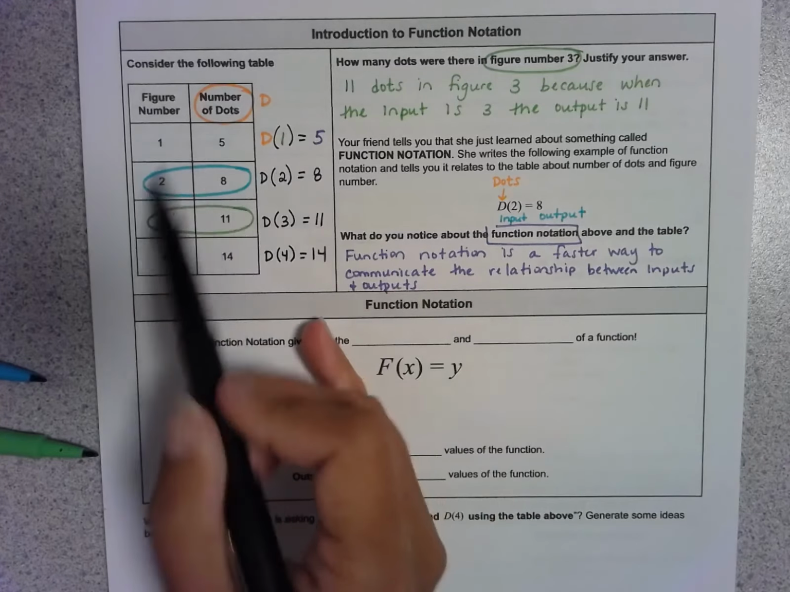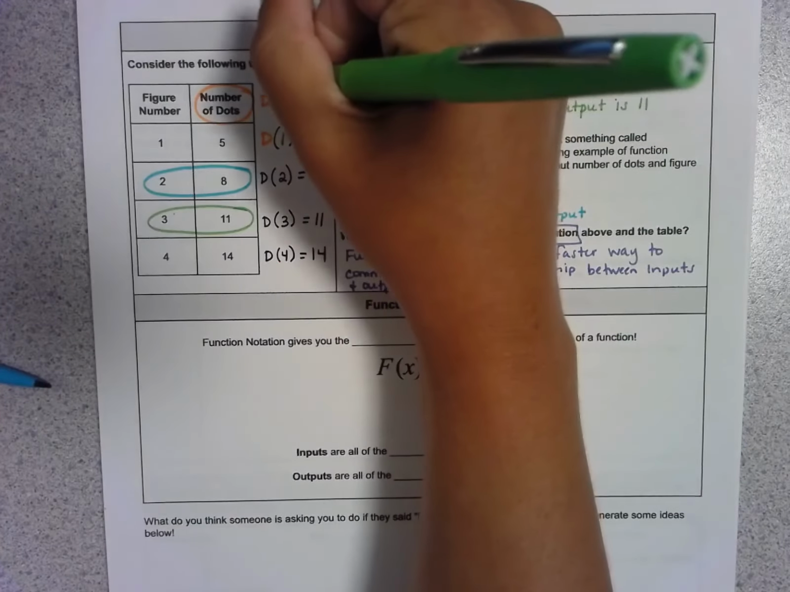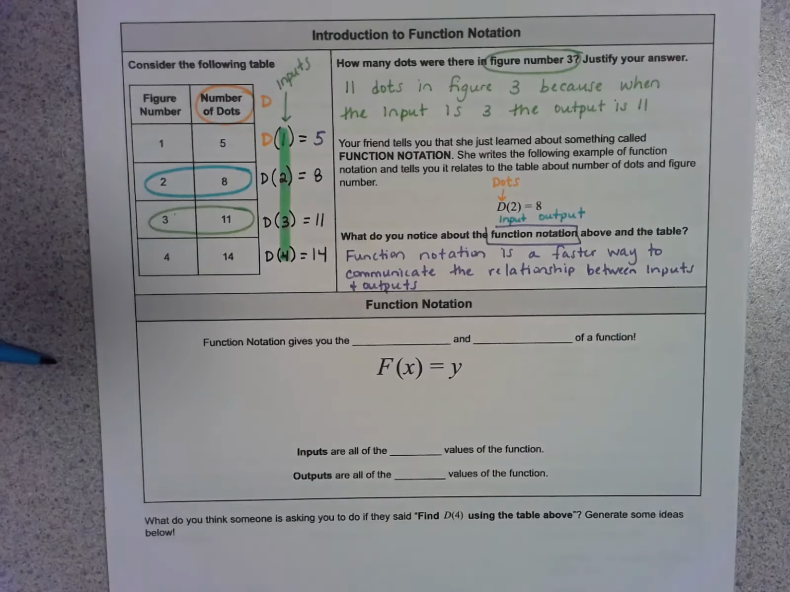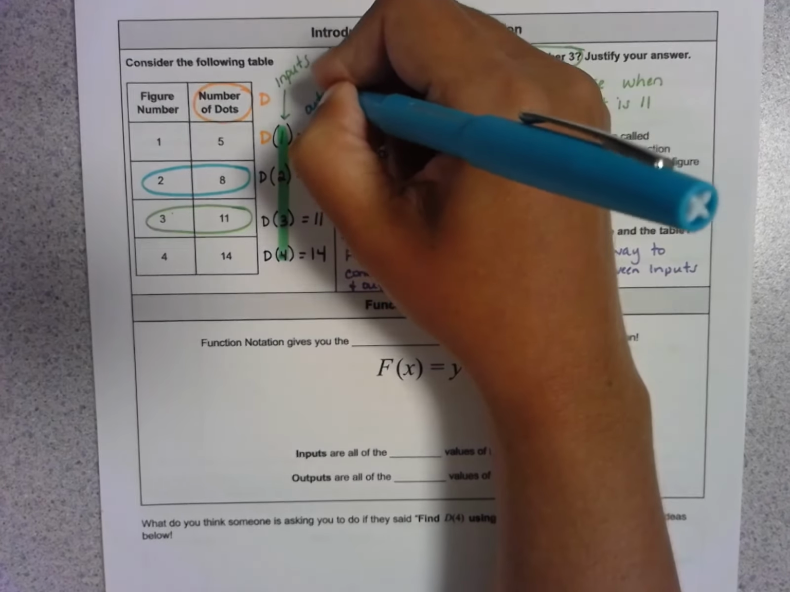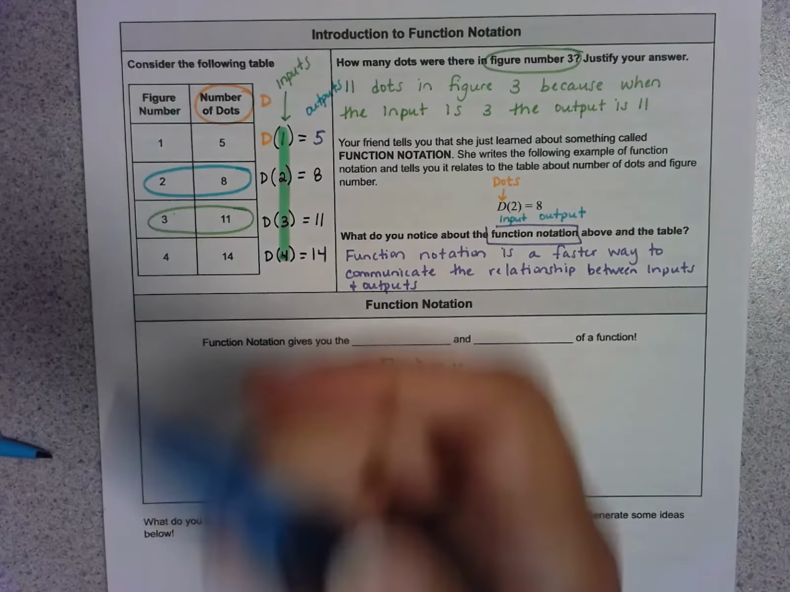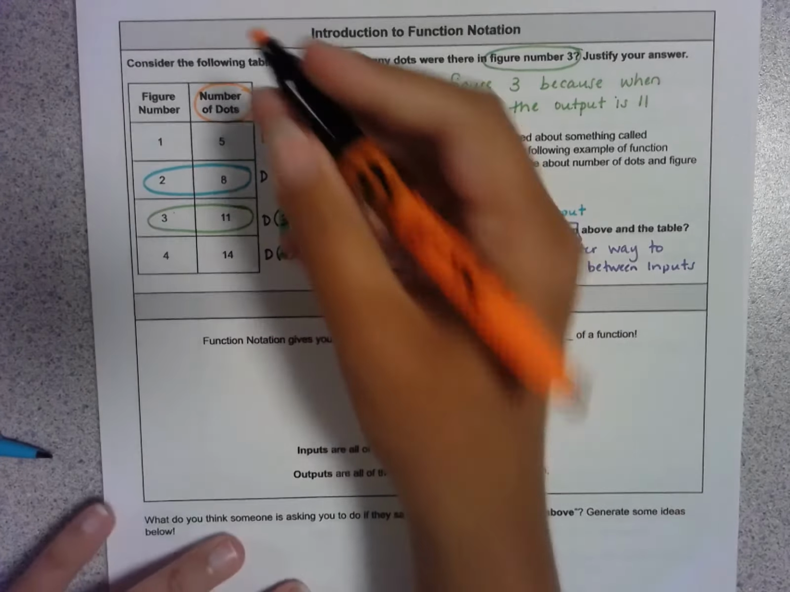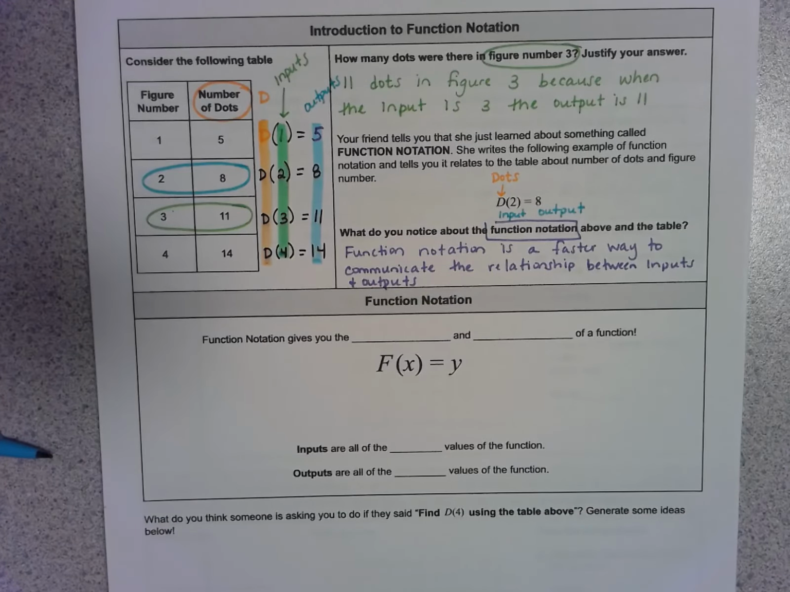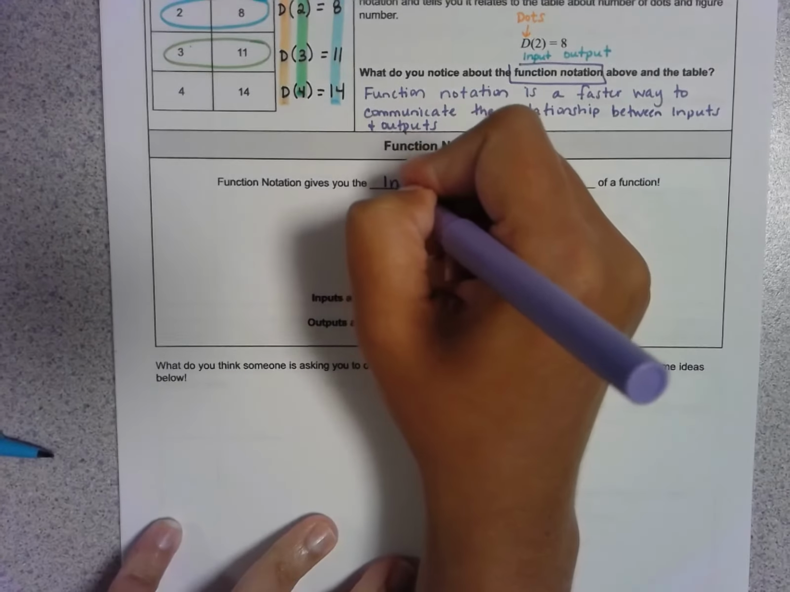This means the same thing as what we've communicated in the table. All of the inputs are in this first column, inside of the parentheses. All of the outputs are outside of the parentheses, after the equal sign. And the variable that represents the outputs is the variable that we use at the beginning. Now, this all together is what's called function notation. Function notation just gives you the input and the output of a function.